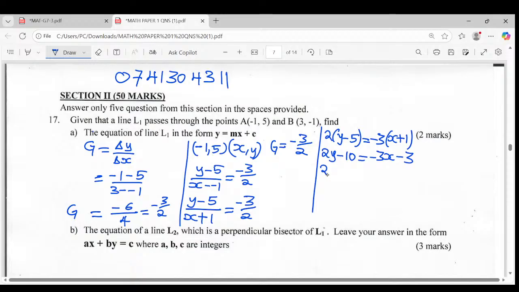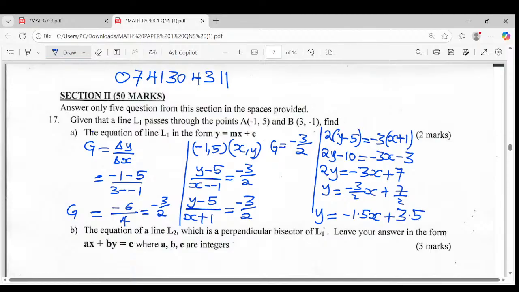So y will be equal to -3x plus 10 plus 7... Making y the subject means I'm going to divide through by 2. So y will be equal to -3 over 2 x plus 7 over 2. But remember, you cannot leave it like that because it must be simplified. So y is equal to -1.5x plus 3.5. See the 2 marks, and that is the equation of line L1.